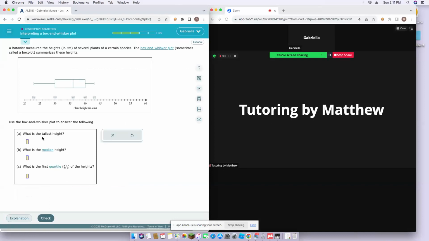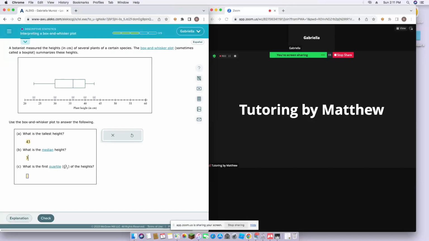So the tallest height I would say would be 44. No, 43. Okay, keep going. At 36. Sorry, we went too far. And then Q1, would that be on the left or the right?